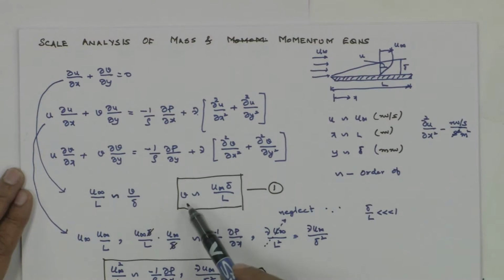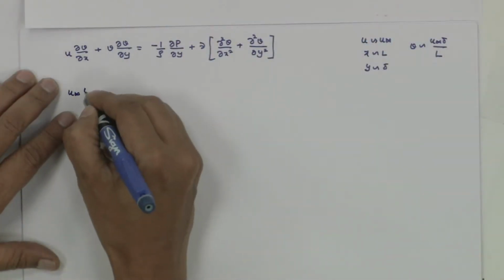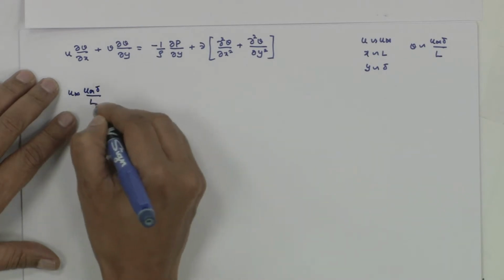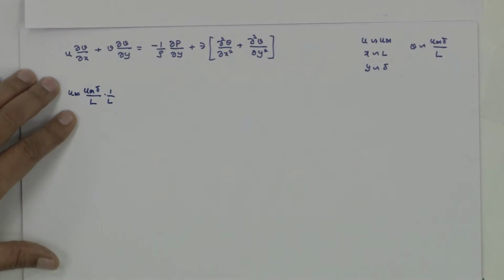In the previous module, we just started with the scale analysis of mass and momentum equations. We got the scale of V as u infinity delta by L, and this was the scaling we got from the x momentum equation. We were into the y momentum equation, which we had written. So the scale of this term would be u infinity delta by L into 1 upon L into 1 upon L.